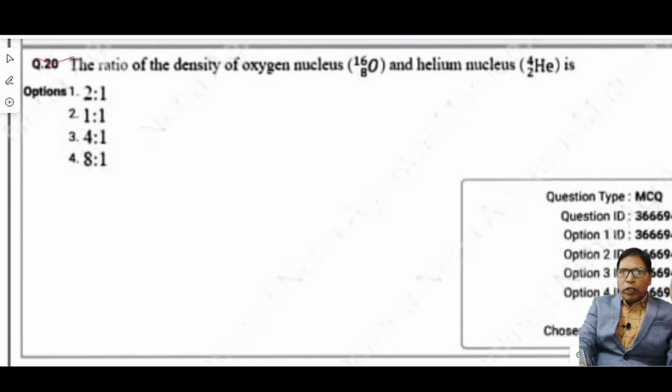Now question number 20. The ratio of the density of oxygen nucleus and helium nucleus. Okay, nuclear density is constant and the ratio is 1:1. So option 2 is correct.